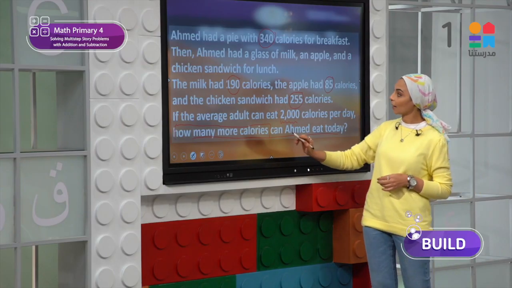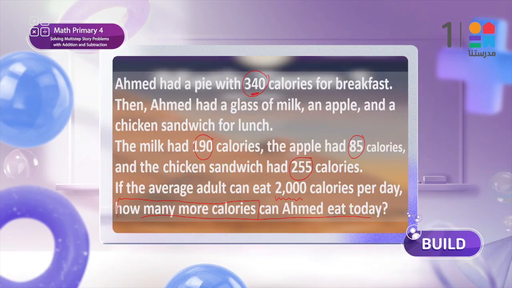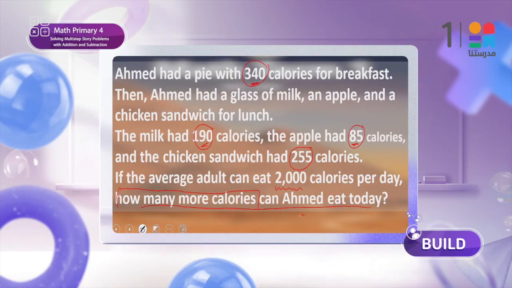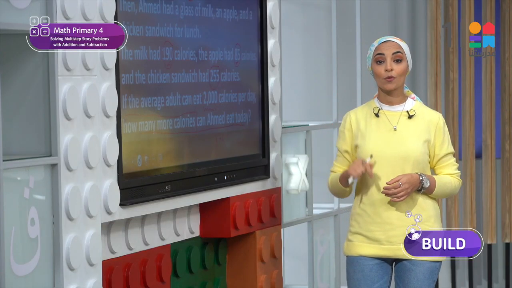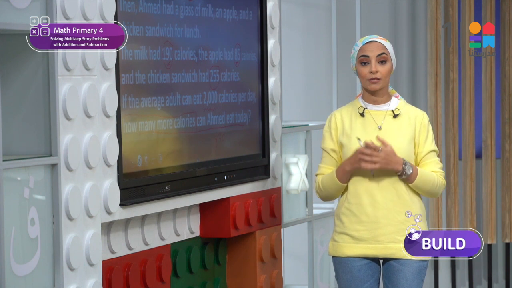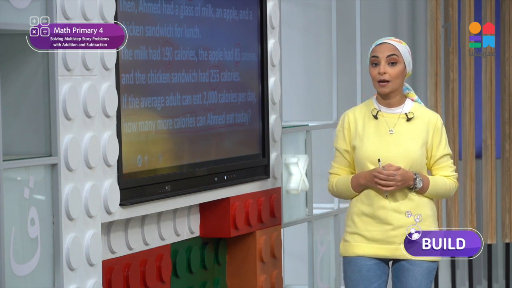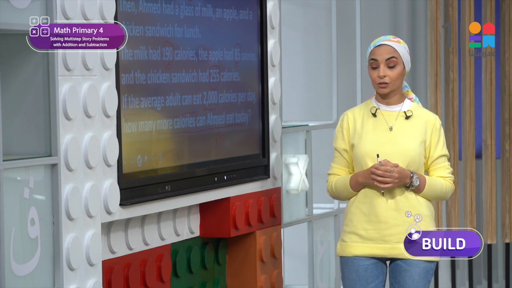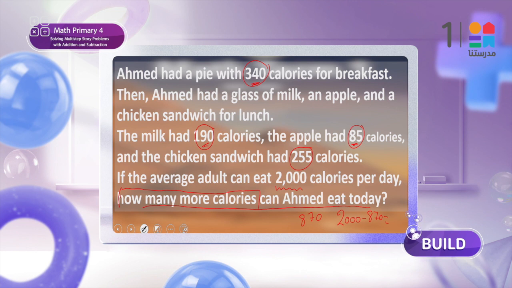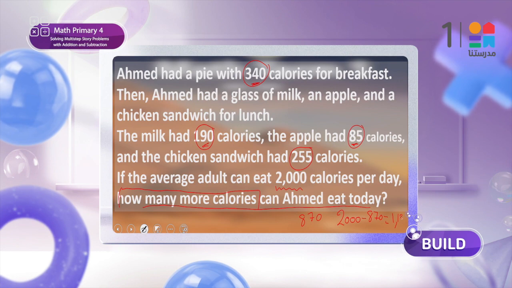Let's do it. So what will I do? 340 plus 190 plus 85. The sum of these calories is yes, 870 calories. So Ahmed now had 870 calories. Now we will use this information to calculate the number of calories Ahmed should eat to reach 2000 calories. For Ahmed to reach 2000 calories, what will I do? Yes, now I will do subtraction. I will take the big number, 2000 minus 870. Who can tell me what the answer is? Write 1,130. Excellent.